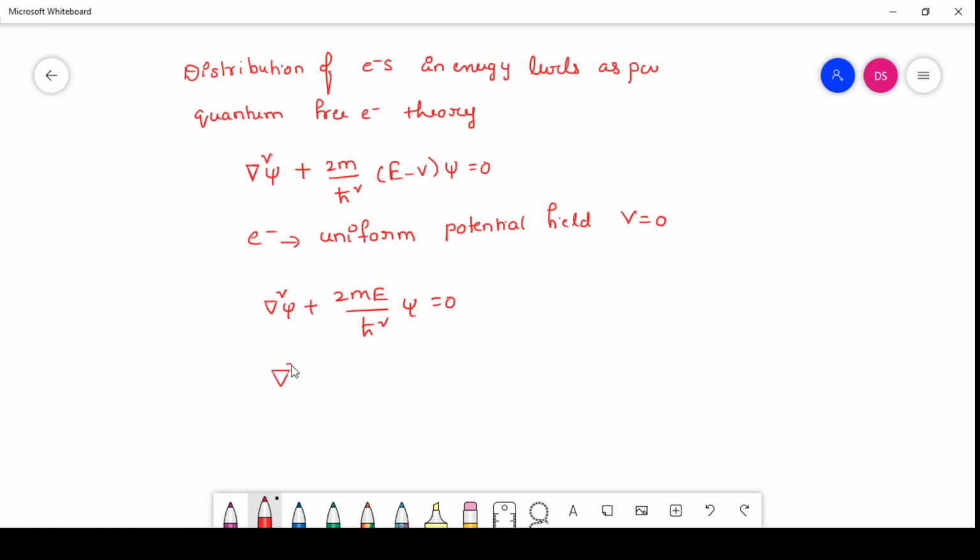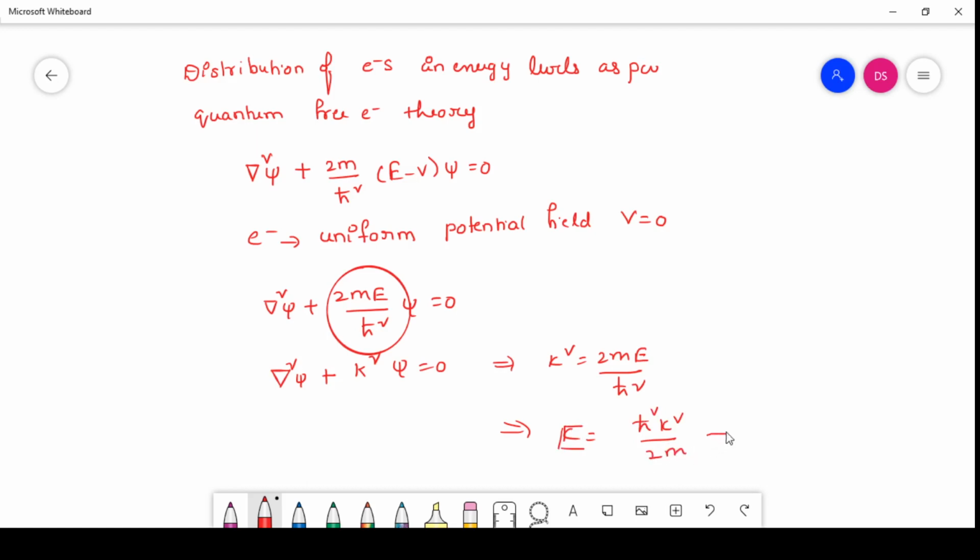To solve this equation, we can assume this value to be a constant k square: del square psi plus k square psi is equal to 0. So k square is equal to 2mE by h cross square, and from this we can write the energy E is equal to h cross square k square by 2m. Let it be equation 1.